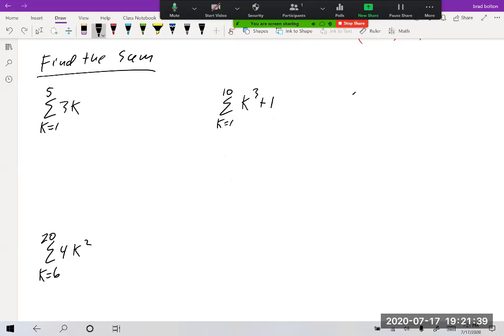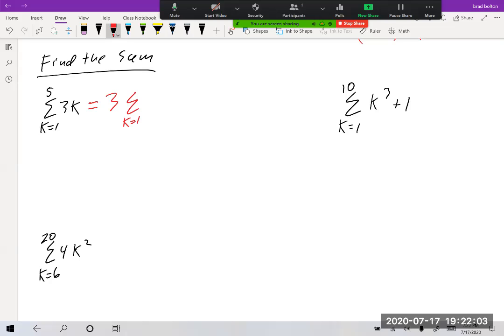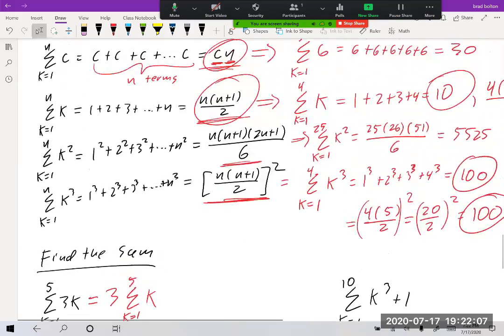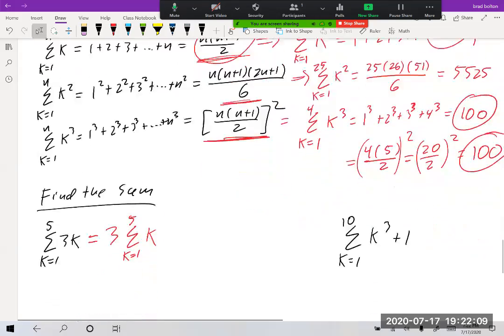This one, let me write it over here so I have more room. Okay, so I should use my property that says I can pull the 3 out and then do summation. You know what, I'll do it in red. I should pull the 3 out and do the summation from k equals 1 to 5 of k. And if I go up here, it says that that's n times n plus 1 over 2.